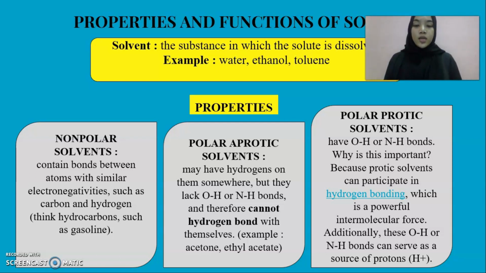The second one is polar aprotic solvents. Polar aprotic solvents may have hydrogens on them somewhere, but they lack OH or NH bonds, and therefore cannot hydrogen bond with themselves. For example, acetone and ethyl acetate. The third one is polar protic solvents, which have OH or NH bonds. This is important because protic solvents can participate in hydrogen bonding, which is a powerful intermolecular force. Additionally, these OH or NH bonds can serve as a source of protons, also known as H+.